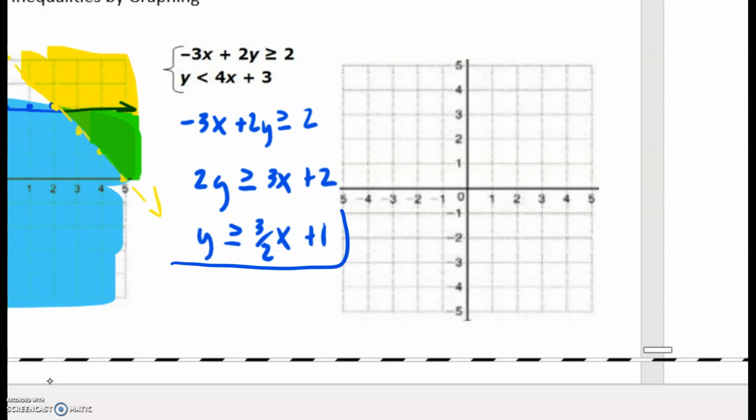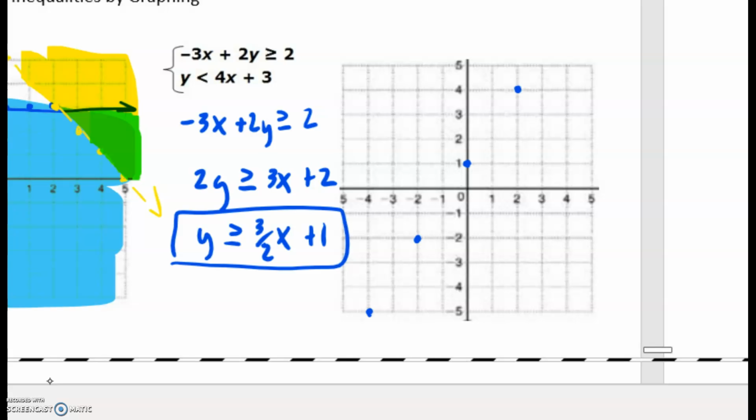Graphing this line, I go up to 1 because that's my y-intercept. My slope is 3/2: up 3, over 2. Let's go ahead and get some points below this as well, using the same slope, up 3, over 2.